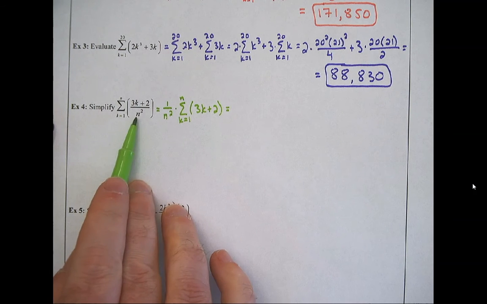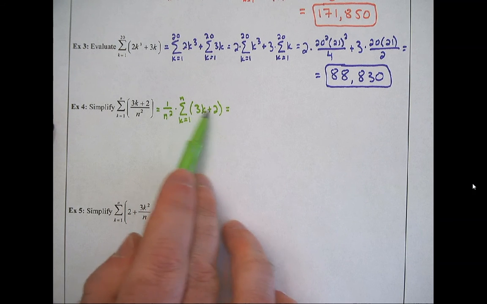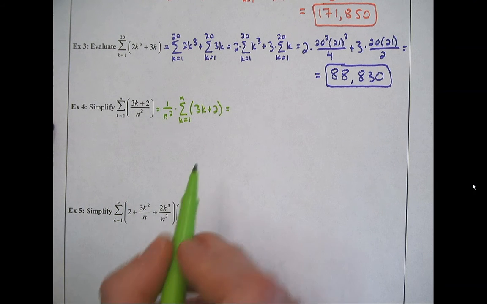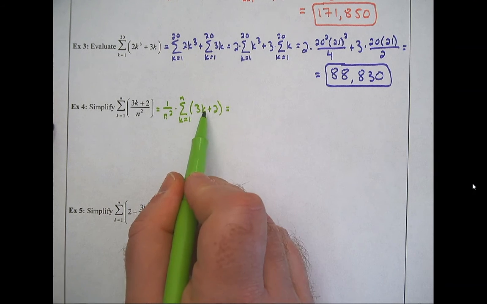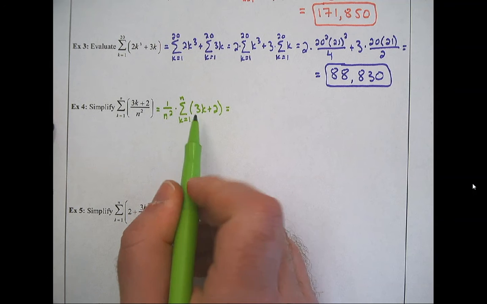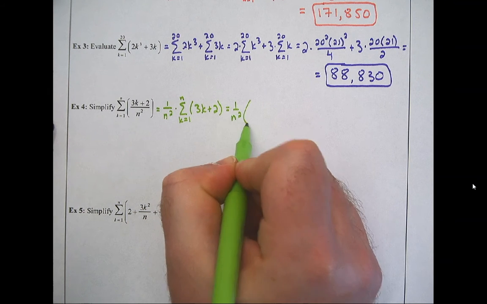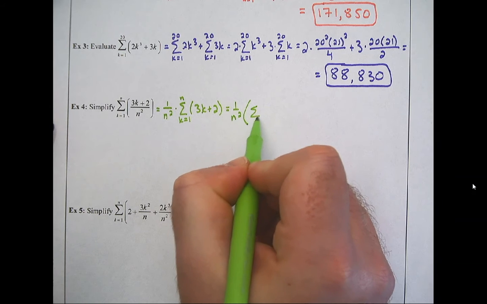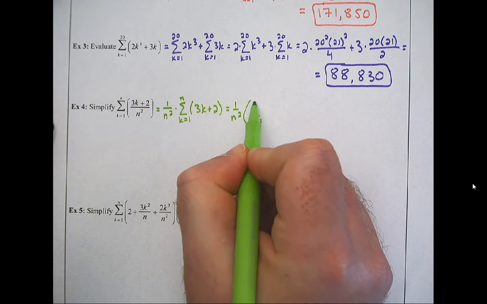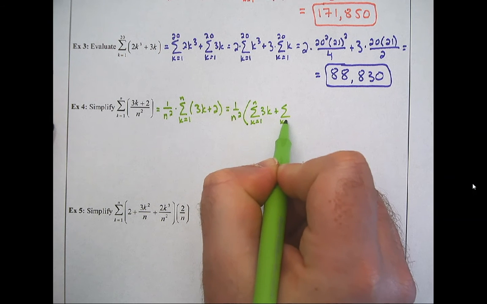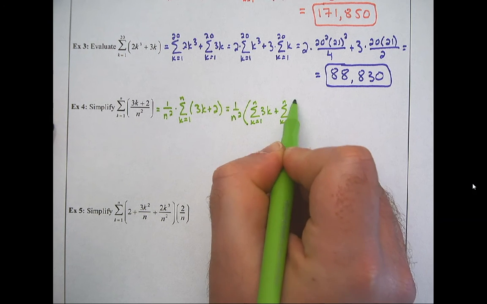So all I did was take out that constant piece. Now, what can I do with these two? Well, I can split them up. But when I split them up, you've got to be careful because that 1 over n squared is going to be in front of each of them. So I'm going to write 1 over n squared, and then I'm going to parenthesize at this point the sum from k equals 1 to n of 3k plus the sum from k equals 1 to n of 2.